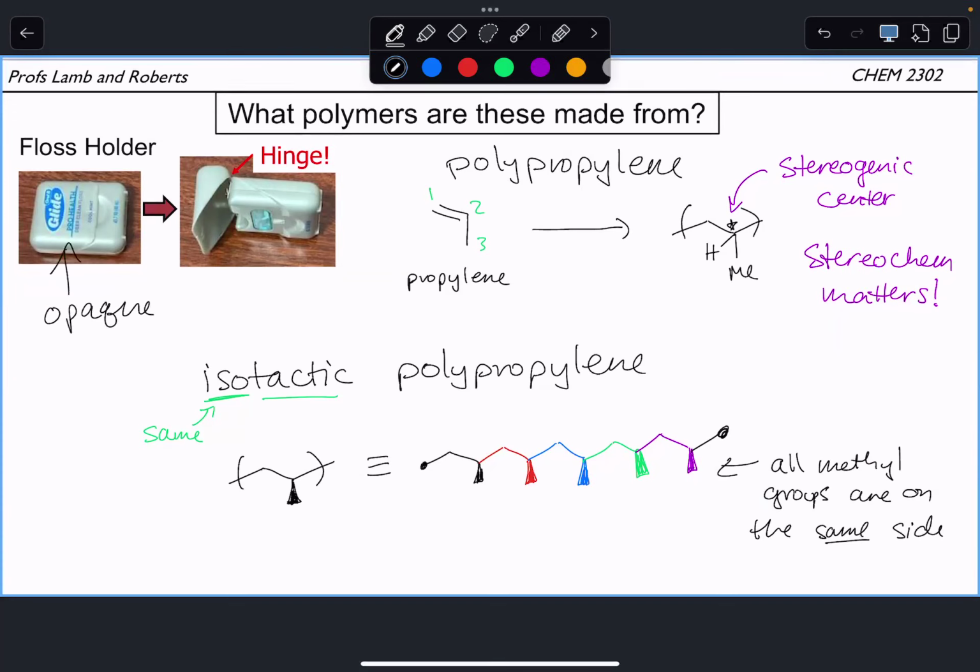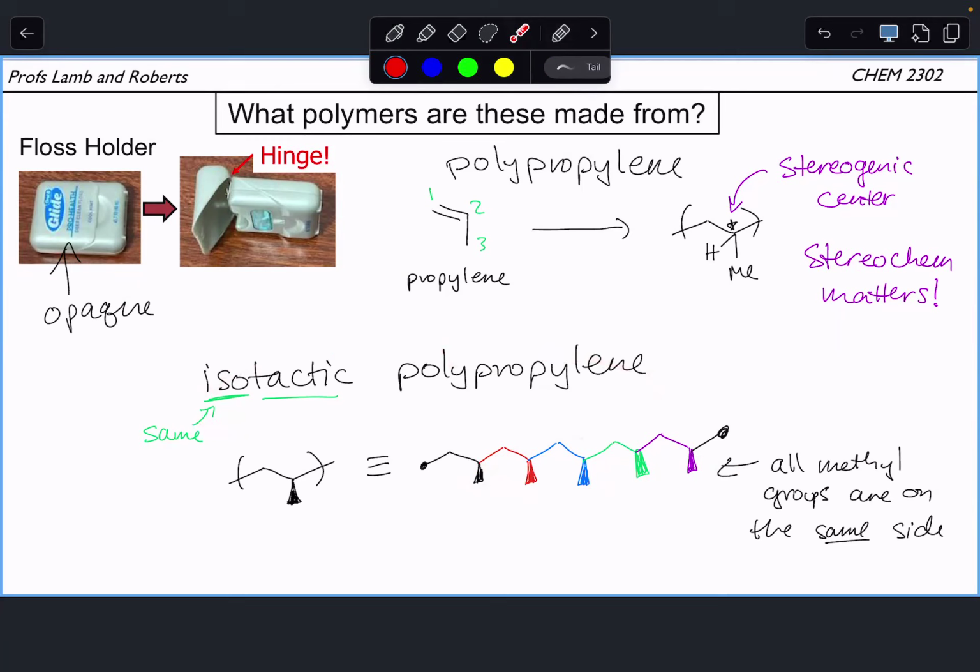So that's telling us that this is a crystalline polymer. Isotactic polypropylene is a very crystalline polymer. And so that makes sense. So most plastic hinges are polypropylene. This stereochemistry gives it that additional kind of toughness that allows it to bend without breaking over and over again. And so almost always, if you have a plastic hinge, it's going to be isotactic polypropylene.